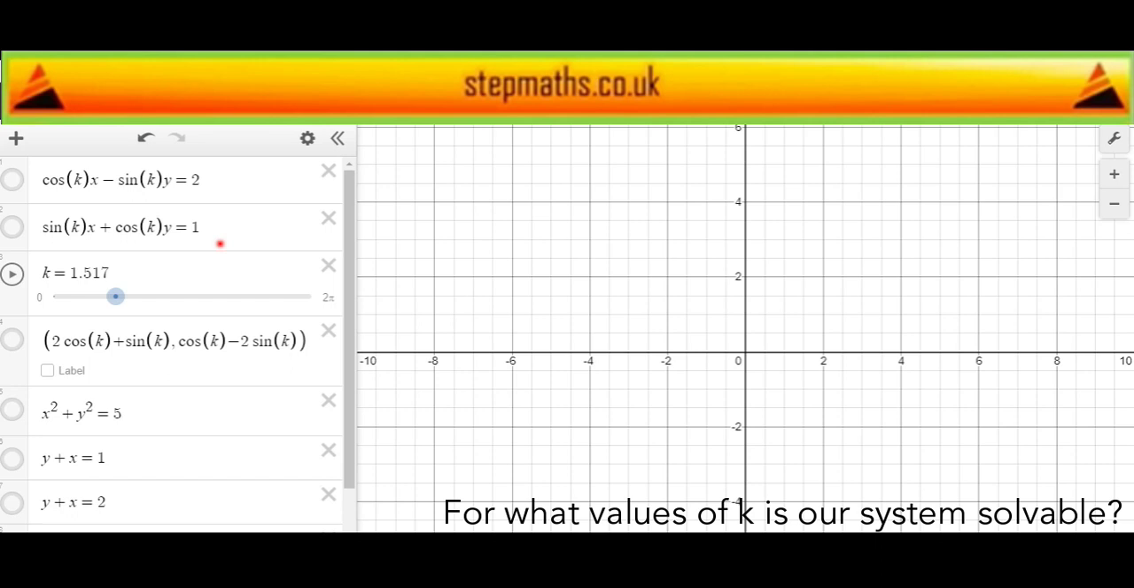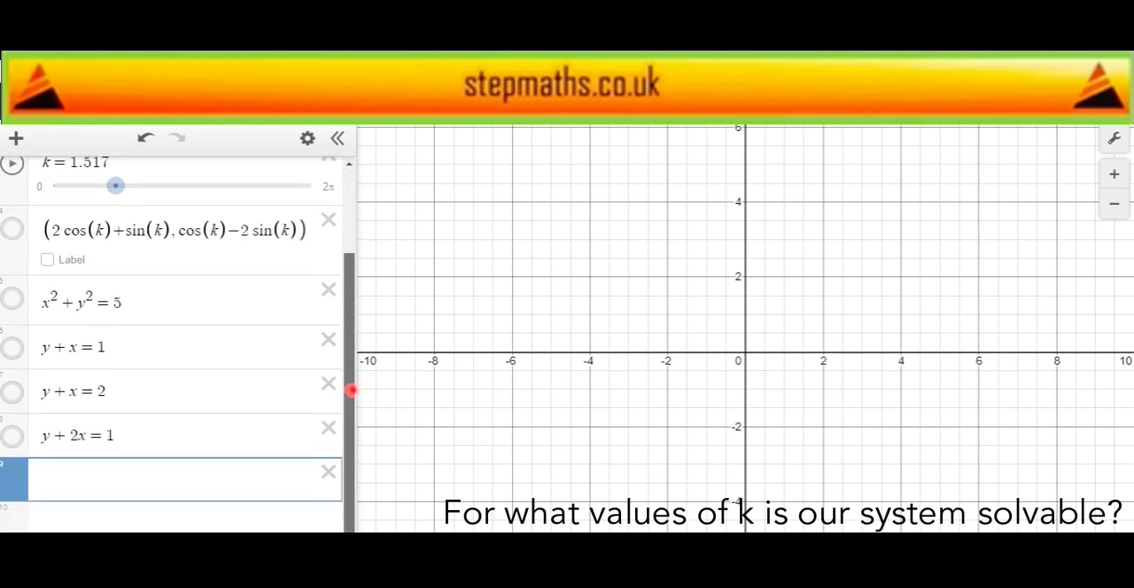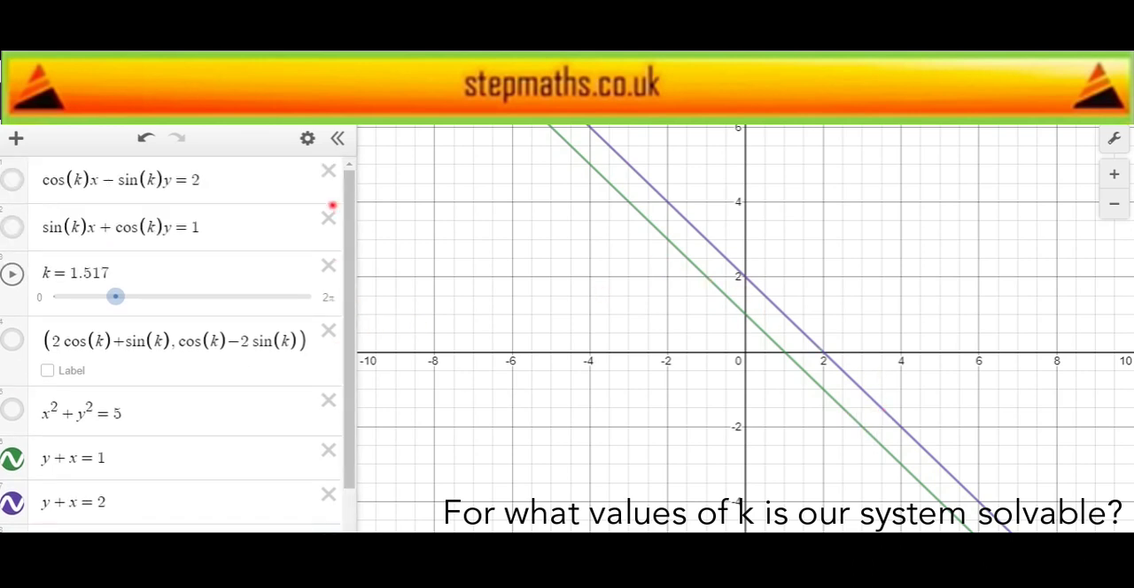So we're going to try and imagine what this means graphically, but first we need to think, what does a pair of equations being unsolvable mean? If we take two lines like this, this pair of equations is solvable because they intersect. However, if you take a pair such as this, these will be unsolvable because they're parallel and never intersect. So what we essentially need to do is take these two equations represented as lines and show the two lines always intersect for all values of k if we want to show that this is solvable for all k.